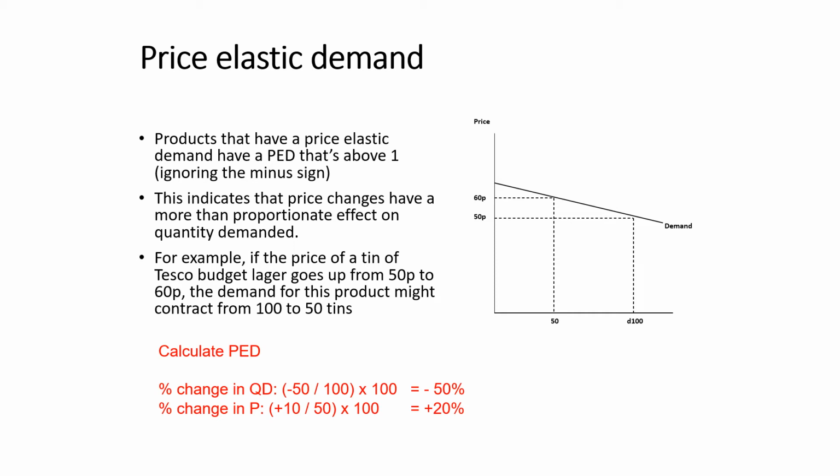So if you were to put into your calculator minus 50 divided by plus 20, you get the answer minus 2.5. So that's an example of price elastic demand because it's greater than 1. In this case, what that figure means is that for every 1% change in price, demand changes in the opposite direction by 2.5%.